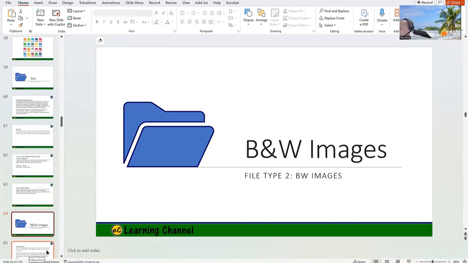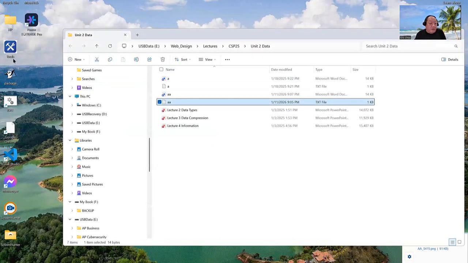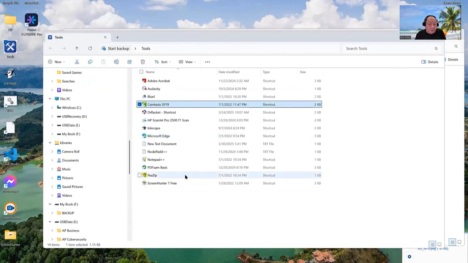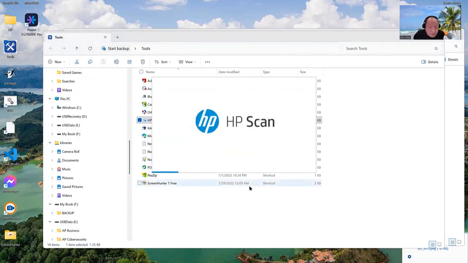I have a scanner. So I open my scanner and put my ASU sticker over there, and I scan it. So the first thing I talked about was the text file. Now I'm using the scanner. I'm opening the HP scanner. I do have this HP scanner, and I want to scan it.